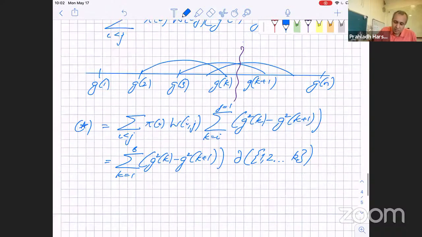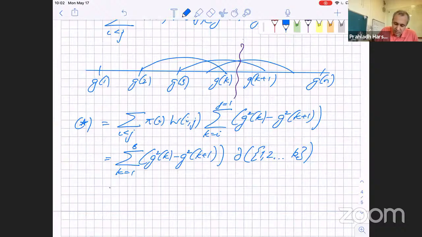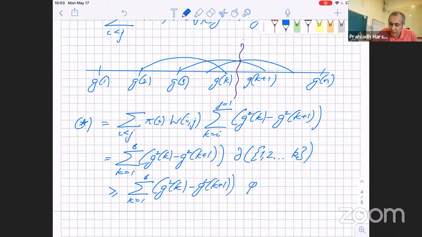Okay. But this quantity is greater than or equal to the summation k equals 1 to s of g square k minus g square k plus 1, times phi times pi of 1 up to k. Because this is the definition of phi. Phi is the minimum of all this. Therefore, for any cut, the dough of that set will always be larger than pi of that set.